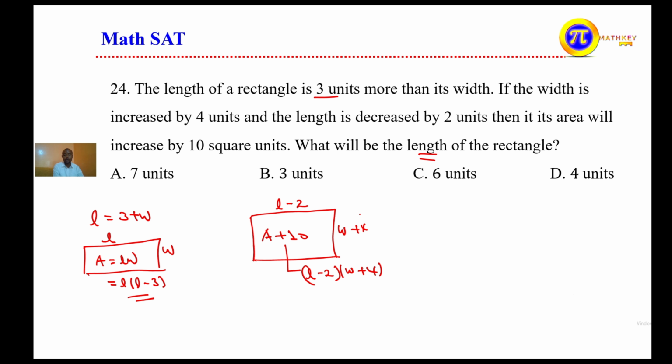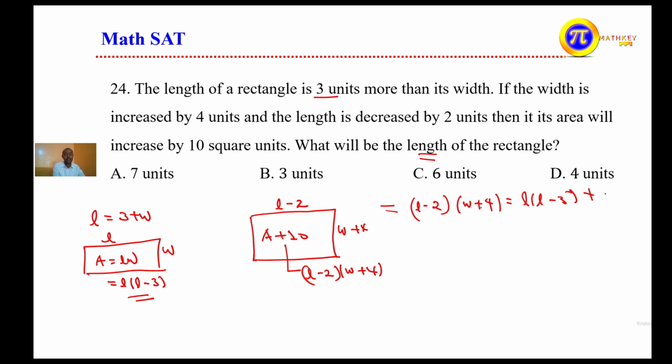So we can compare and contrast them. This is the area of the new one: (length minus 2) times (width plus 4) is equal to the area of the old one, that means L times (L minus 3).